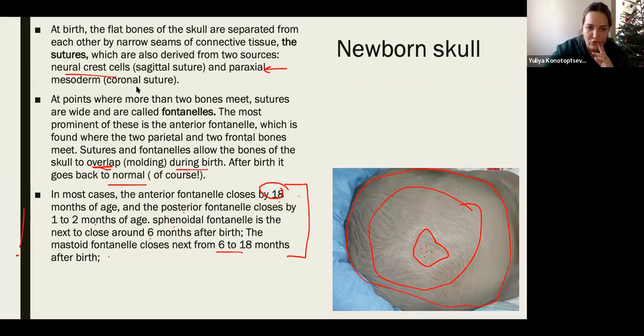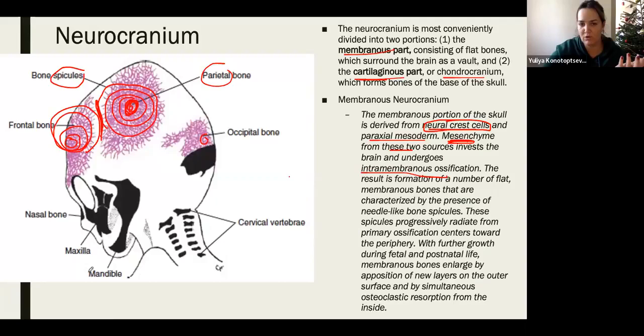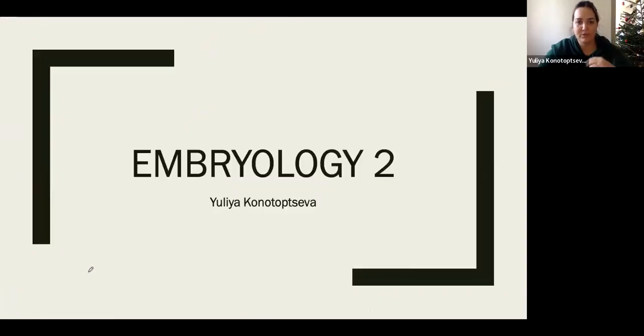Now, vertebrae and vertebral column. I need to draw it to be able to show you. Everything that I will talk about is written right here. Let's try to draw it, because that's the only way to really describe what is happening. How is the vertebral column formed? How are the vertebrae going to be formed?